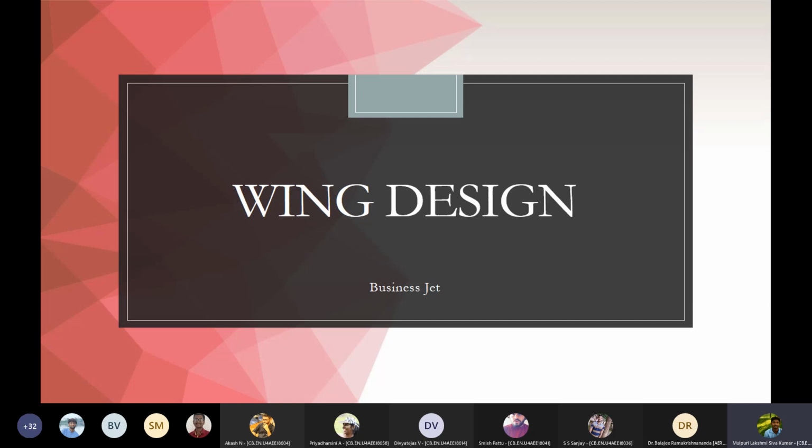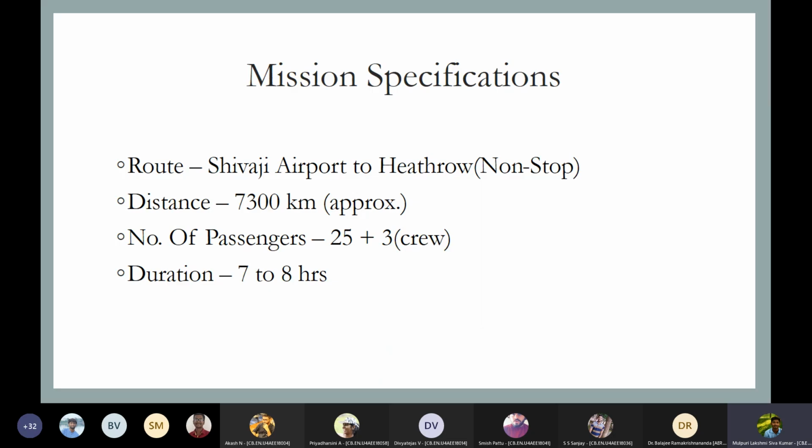Is the screen visible, sir? Yes, visible. Good morning, sir. Good morning, everyone. I am Lakshmi Sivakumar from Group 7. I am here to give a presentation on wing design for our specified business jet. And these are our mission specifications.